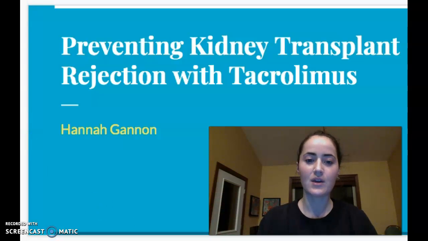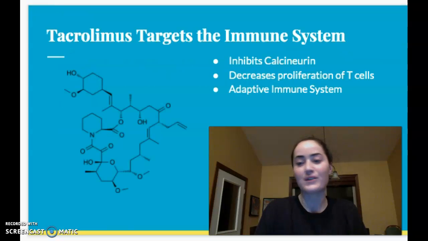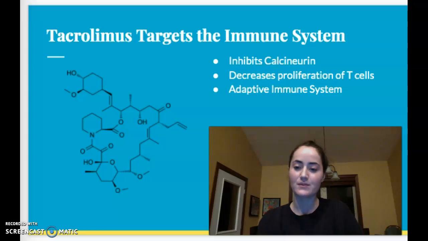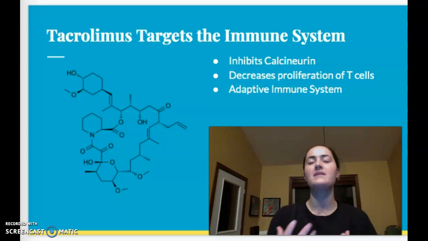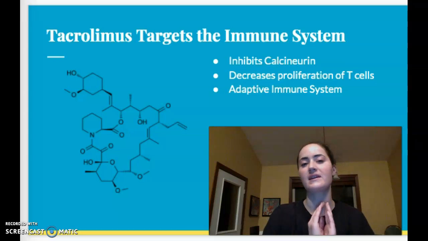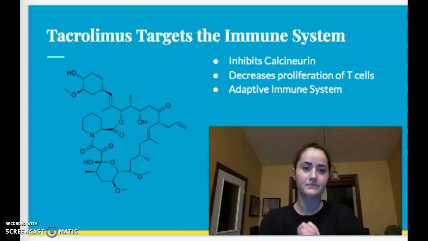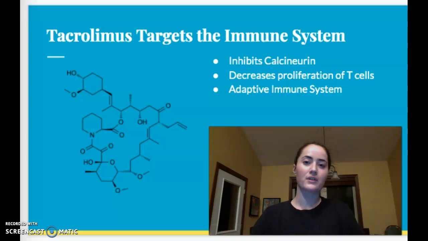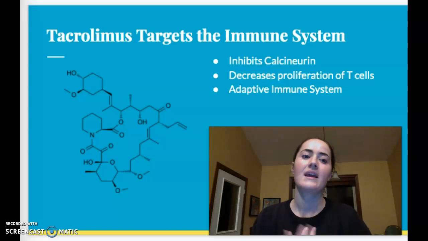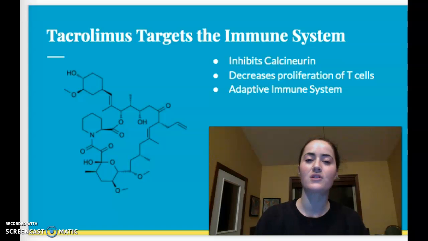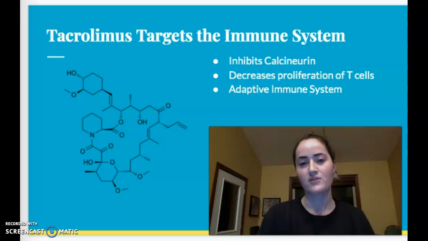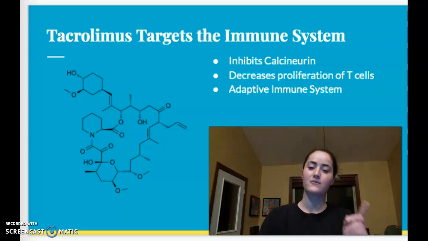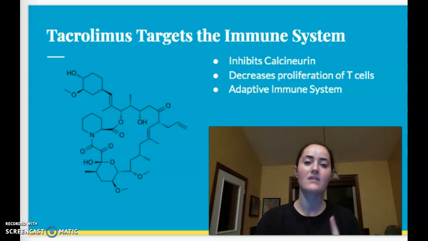To begin, we are just going to look at how it targets the immune system specifically, as well as the pathway. Tacrolimus overall inhibits what's called calcineurin. Calcineurin is involved in the production of interleukin 2, which in turn promotes the proliferation of T cells. T cells are a type of lymphocyte, and they are heavily involved in the adaptive immune system. Our body has two different types of immune systems: the innate immune system and the adaptive immune system.